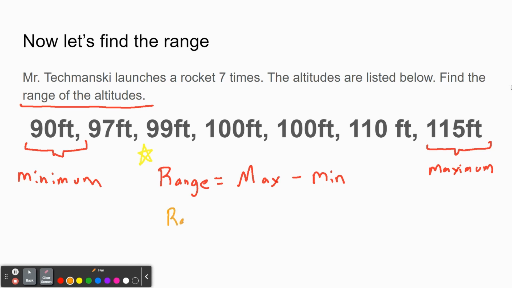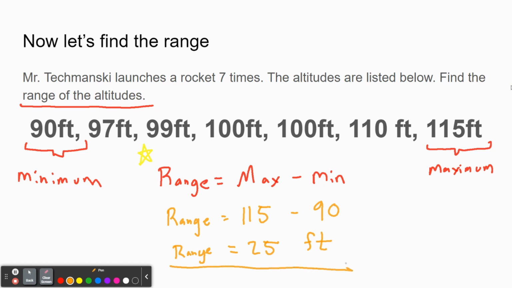So our range for this problem, our maximum is 115. Our minimum is 90. So we're going to subtract 90 from 115, and we should get 25. We do have to remember that our units are feet, so we want to say that our range is 25 feet. That's it. That's all you have to do to find a range. Copy down anything that you need from this slide before we move on to the next one.